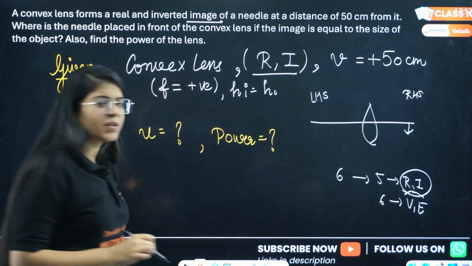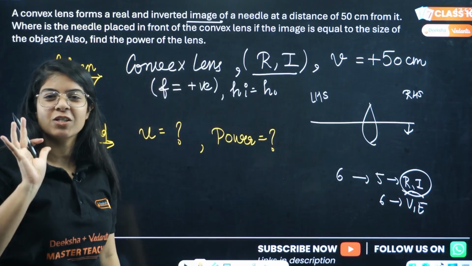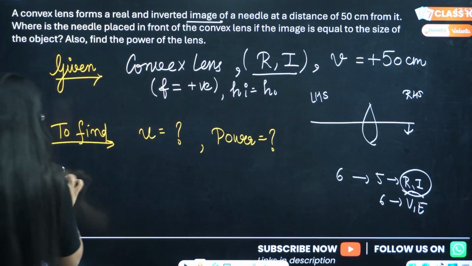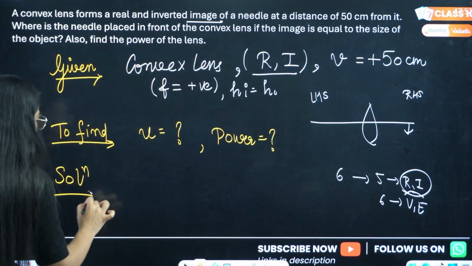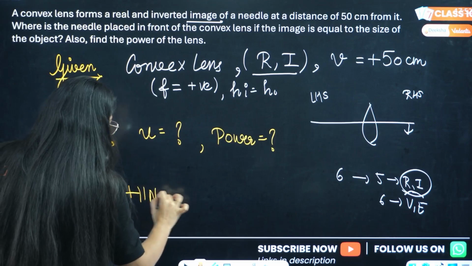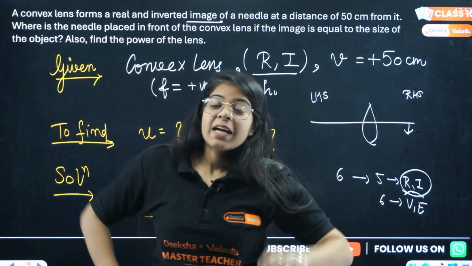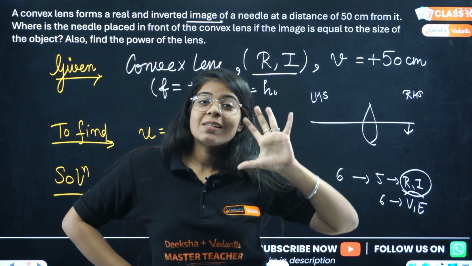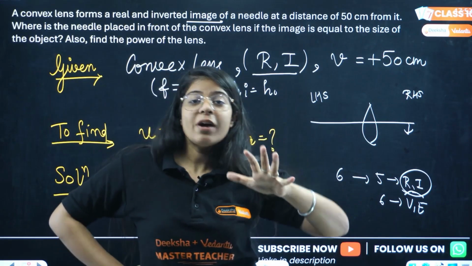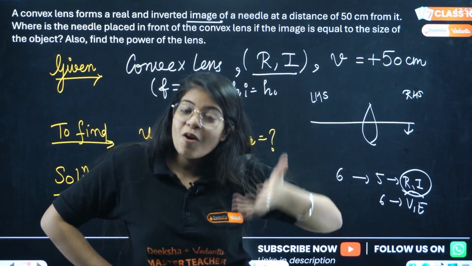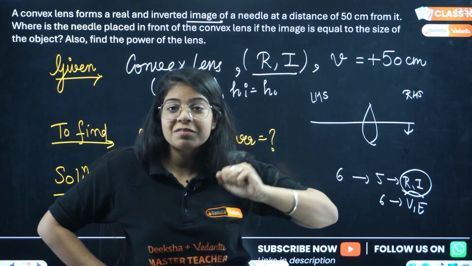Ma'am, this feels a bit tricky. This is the simplest question ever. I'll give you a hint. Okay, this is the solution and this is a hint for everyone. The hint is, remember one case where if we place the object at the center of curvature or 2f1, the image will also be formed at the center of curvature or 2f1, right?